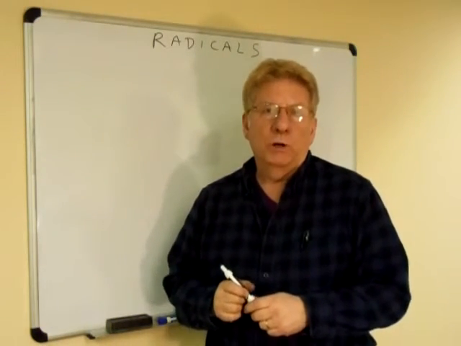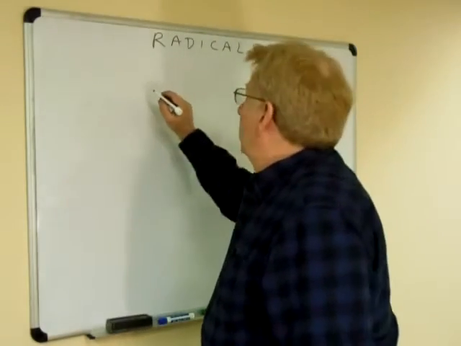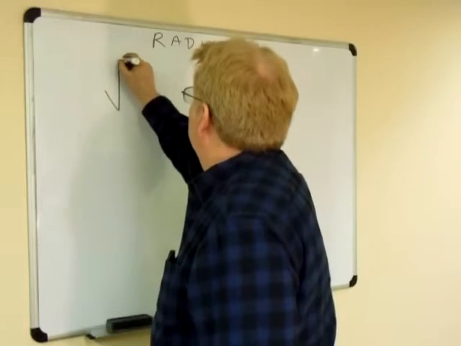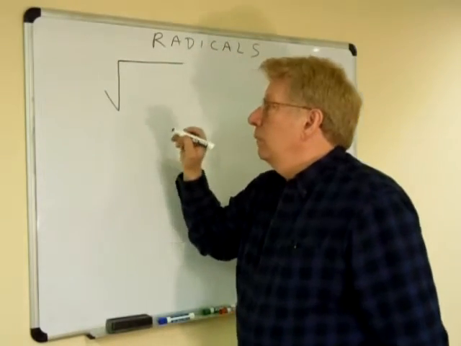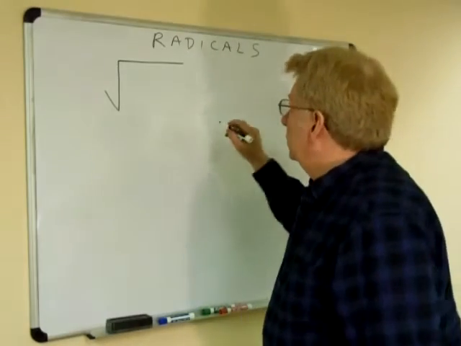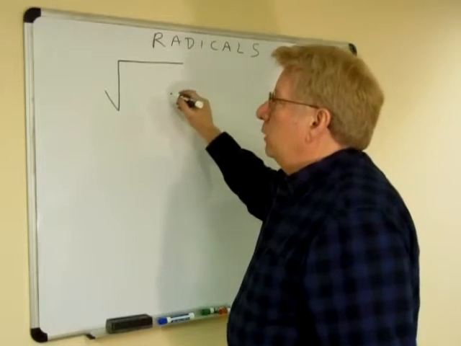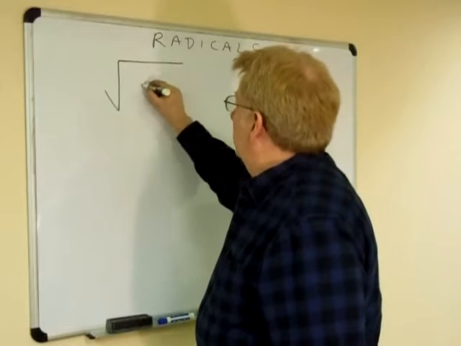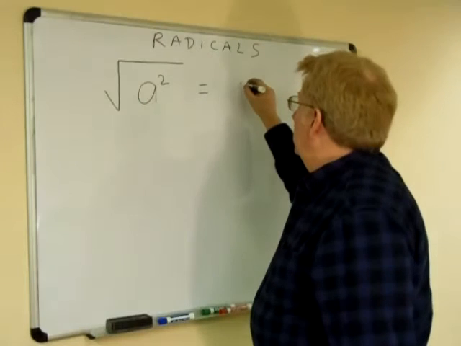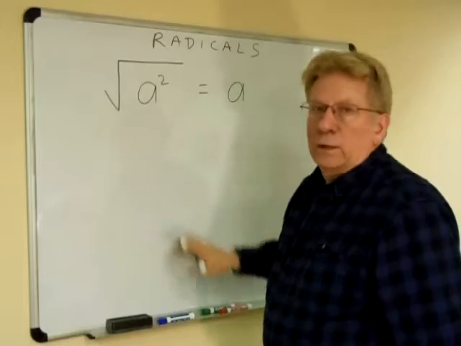Okay, welcome to part one of our videos on radicals. So, first of all, a radical is a name for a symbol that looks like this. And the most common form of this would be a square root. So if you look at it like this, this could be a square root. Like if you had the square root of a squared, it would be equal to a. A times a gives us a squared.